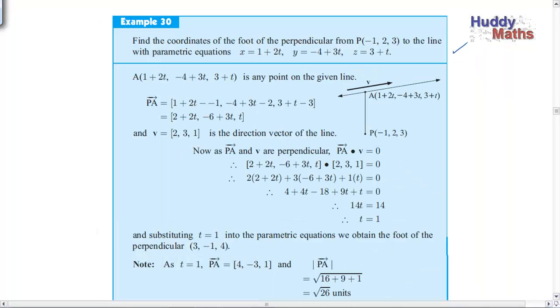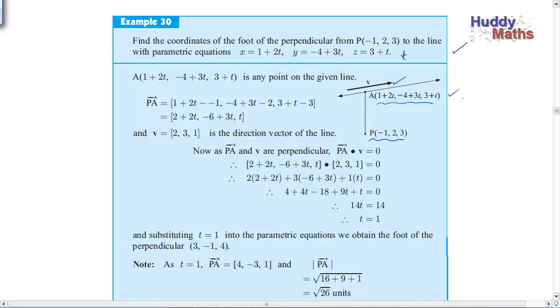Okay, so here we are back again. What we're going to do here is find the coordinates of the foot of the perpendicular from P to the line with those parametric equations. So we need to draw a sketch here. Here's the point, and we want it to be perpendicular to this line given by the direction V, and this is the set of parametric equations. So we want that to be 90 degrees.